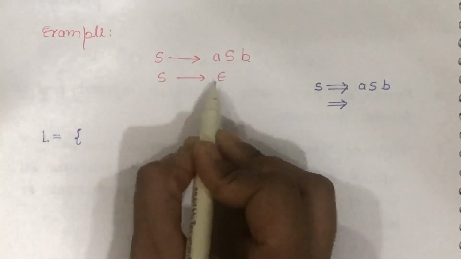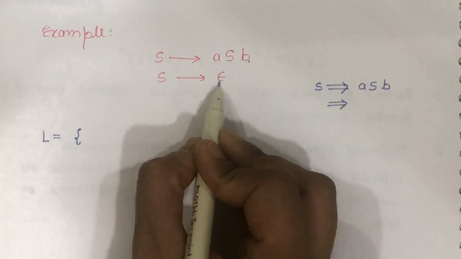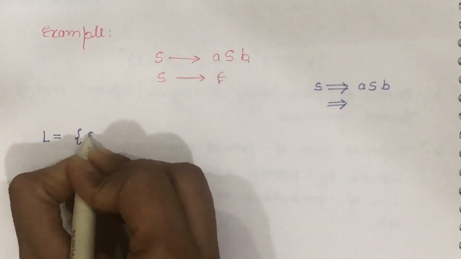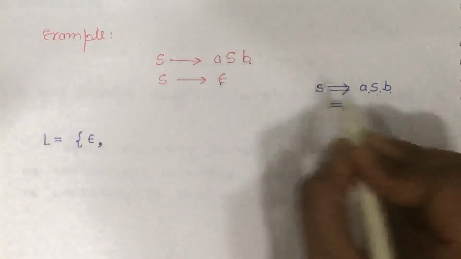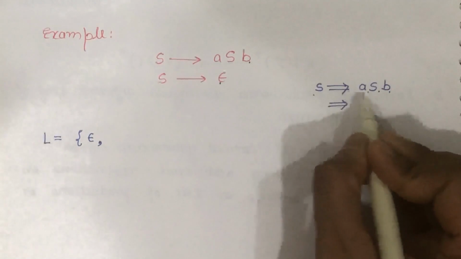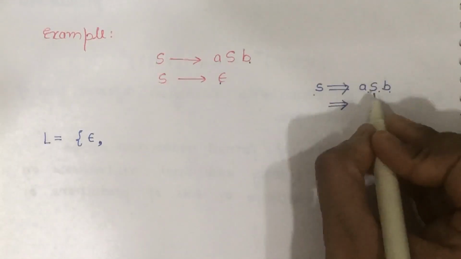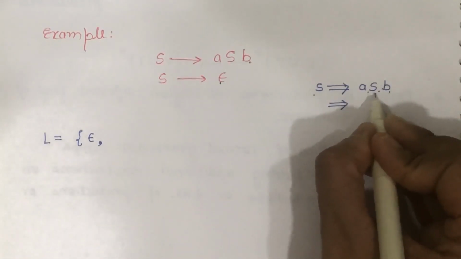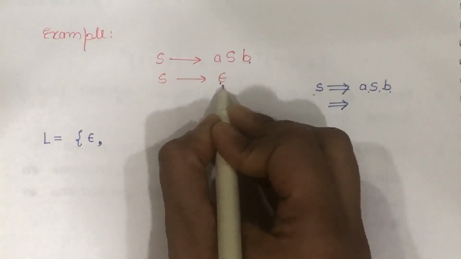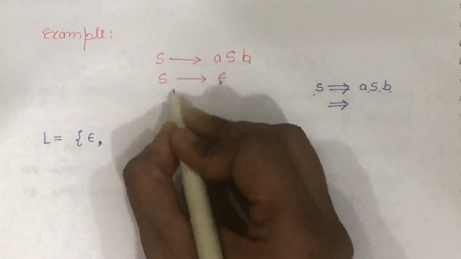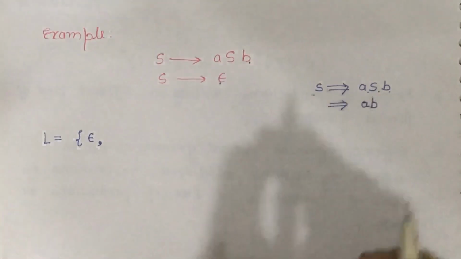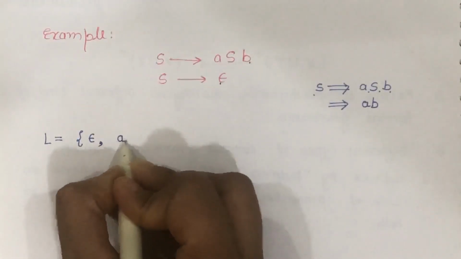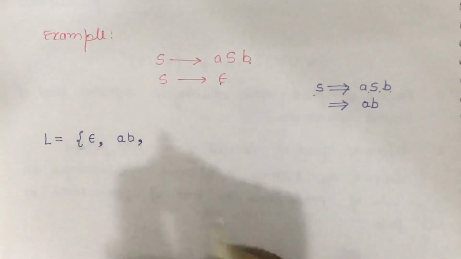So S can derive the empty string. So the first possible string for this language can be epsilon. Now using this alternate of this production, we can write S derives A S B. Now, in place of this S, we can write epsilon using the production S to epsilon. So in the next step, we will obtain AB. So the second possible string in the language can be AB.